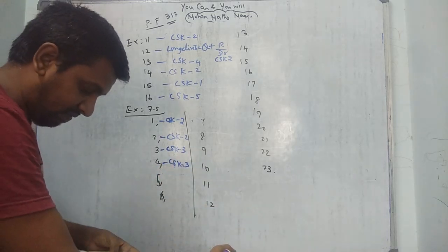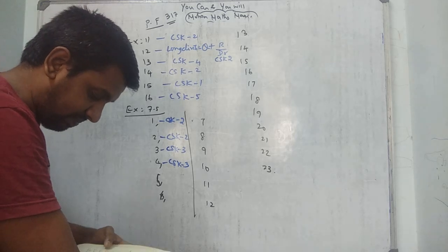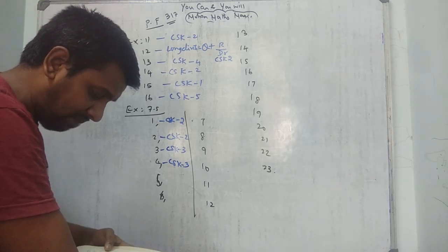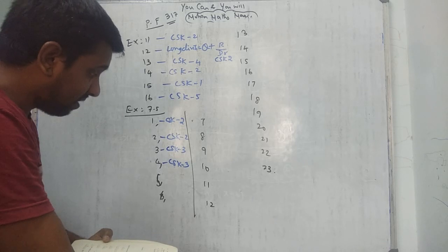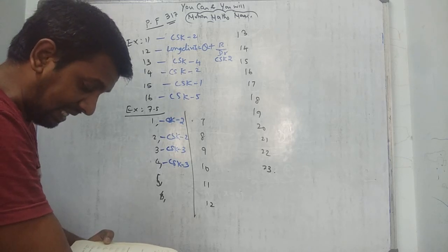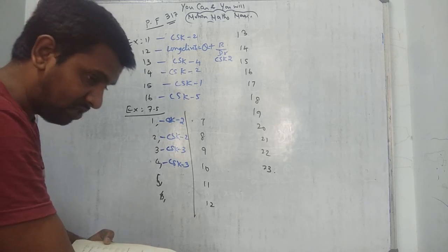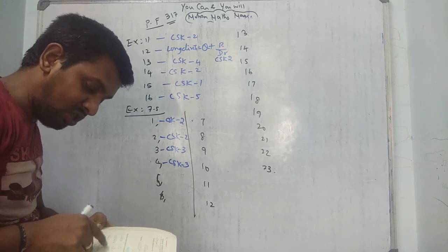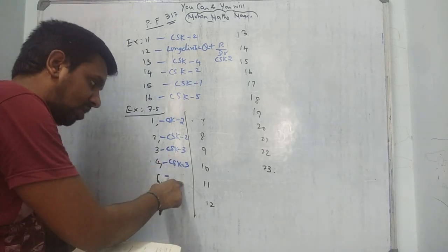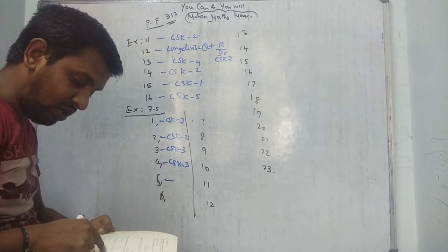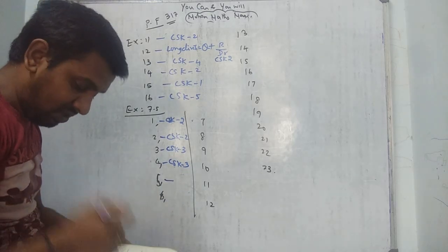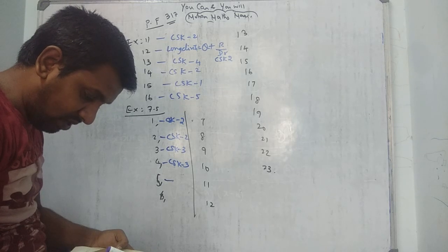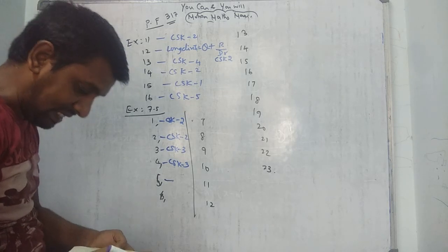Fifth sum. I think you have to do the lambda mu method, because in the fifth sum the numerator power is smaller than the denominator power. If it's possible to factorize x square plus 3x plus 2, it is CSK2. If it's not able to factorize, you can use the lambda mu method. We'll see. Then I'll move on to the sixth sum.